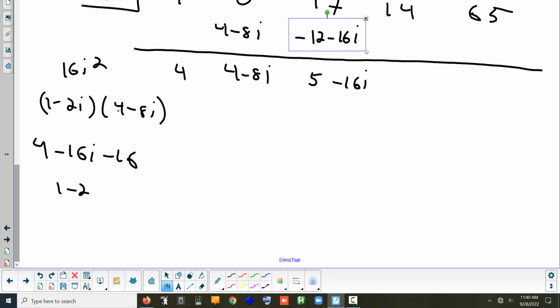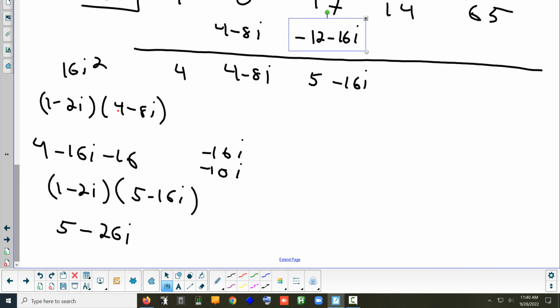So 1 minus 2i times 5 minus 16i. Okay, 1 times 5. 1 times negative 16i. Negative 2i times 5 is negative 10i. And negative 16i minus 10i. Negative 2i times negative 16i. Negative 32, because that's 16i squared. All right, 5 minus 32 gives me negative.